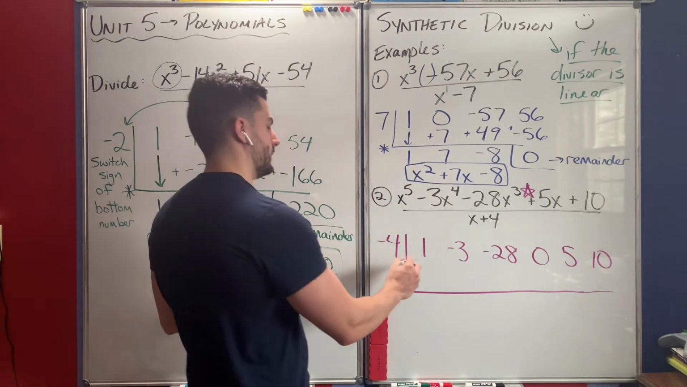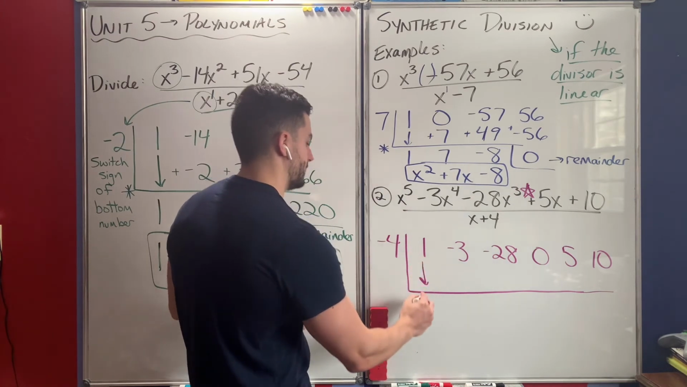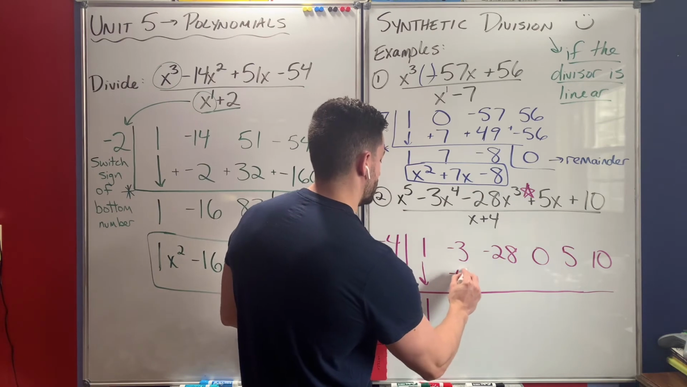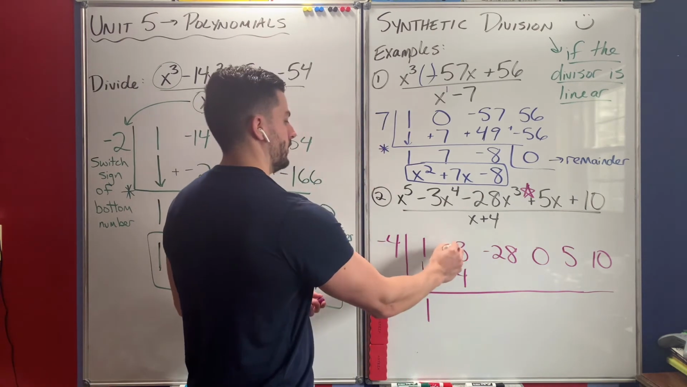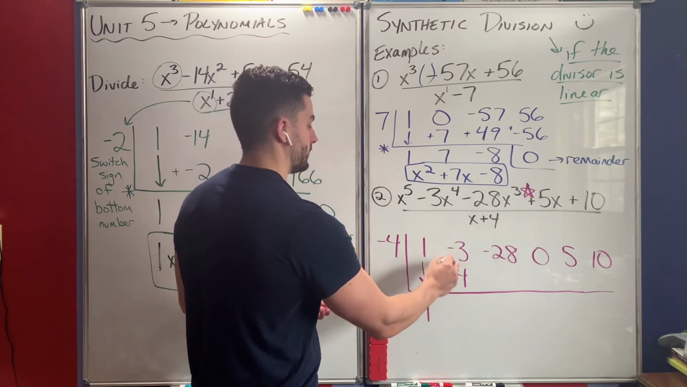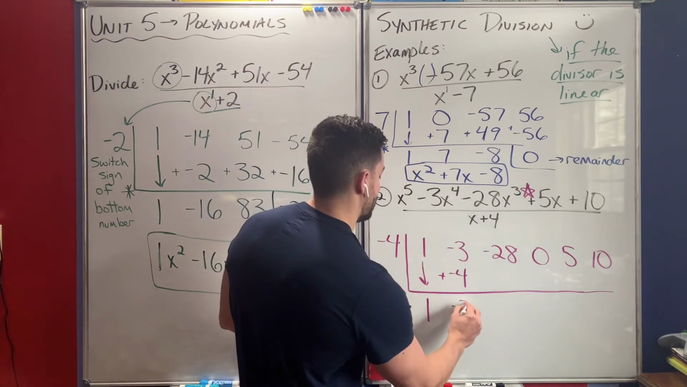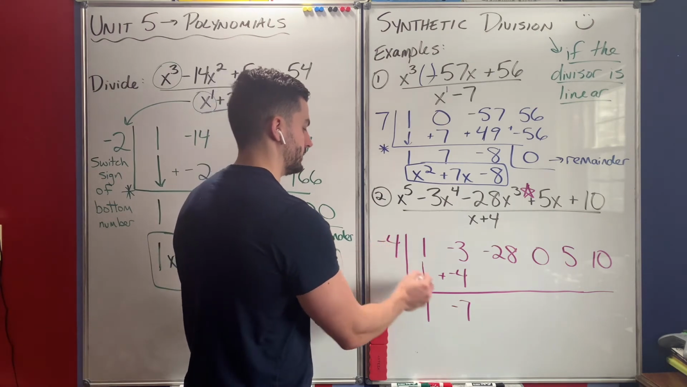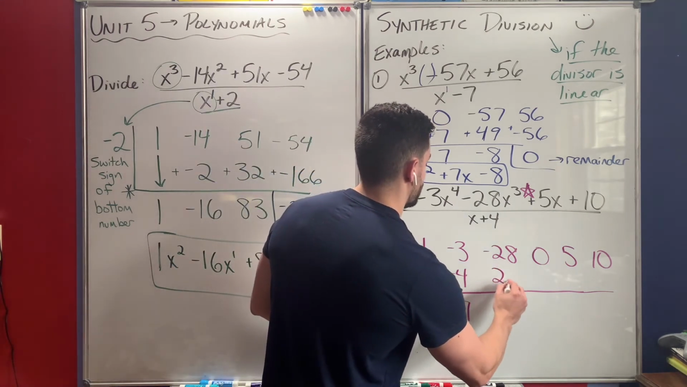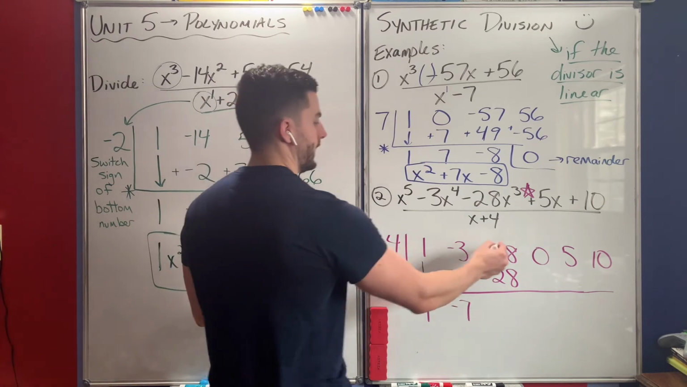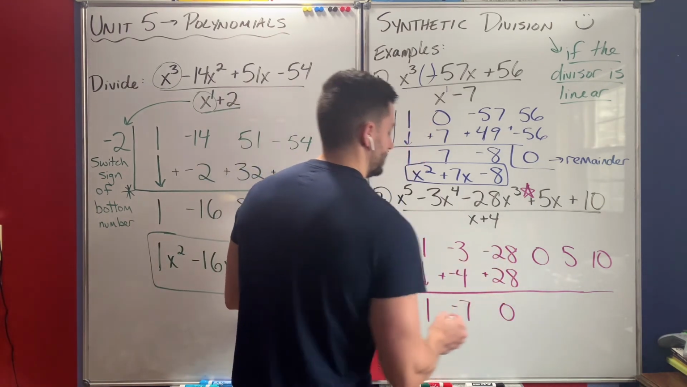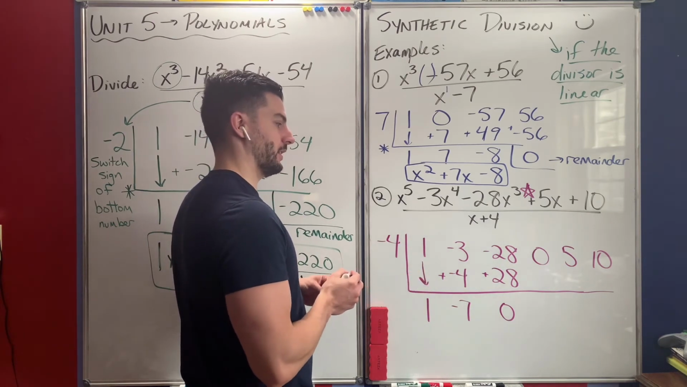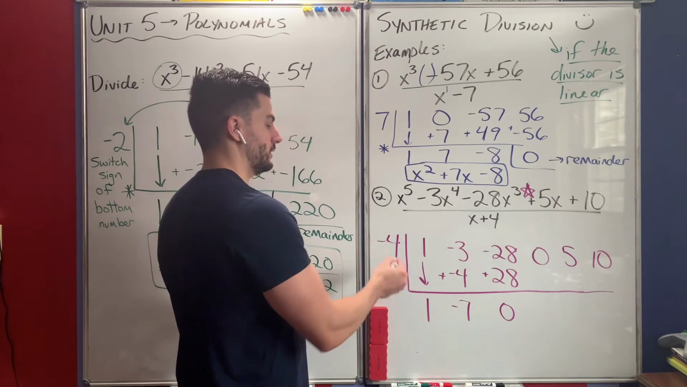And then I start my process, my cycle. So bring down my 1, multiply, -4 times 1 is -4. And then I add, -3 plus -4 is -7. And then I multiply -4 times -7, +28. So then I would add -28 plus 28 is 0. Great. So what does that mean? Again, that throws kids off sometimes, and you're like, okay, am I done? No, you just keep going.